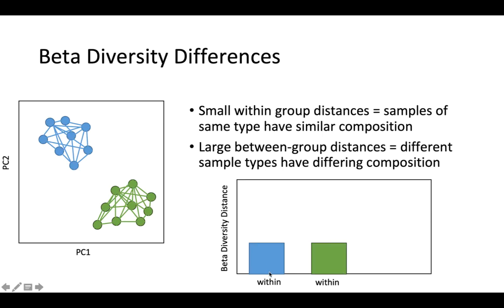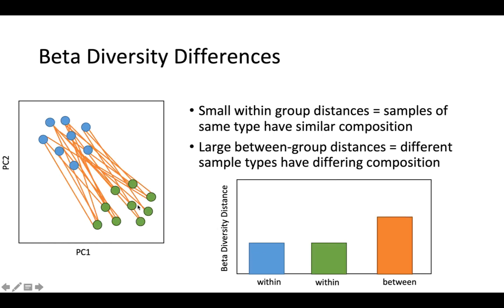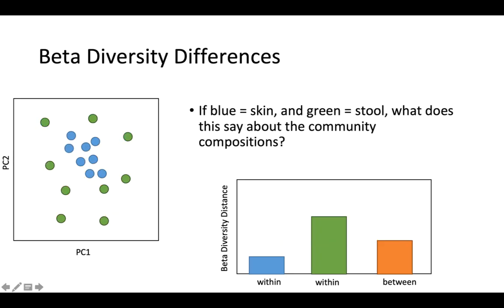So within the blue points, it's a pretty small average difference. Within the green points, it's a pretty small average distance. But if we look between the two types, it's actually a pretty large distance between the two types of colors. So here's all the possible comparisons between the groups, and you'd get a larger average distance there. So from that, we can say that these are similar to each other, but they're not too similar to each other, between each other.